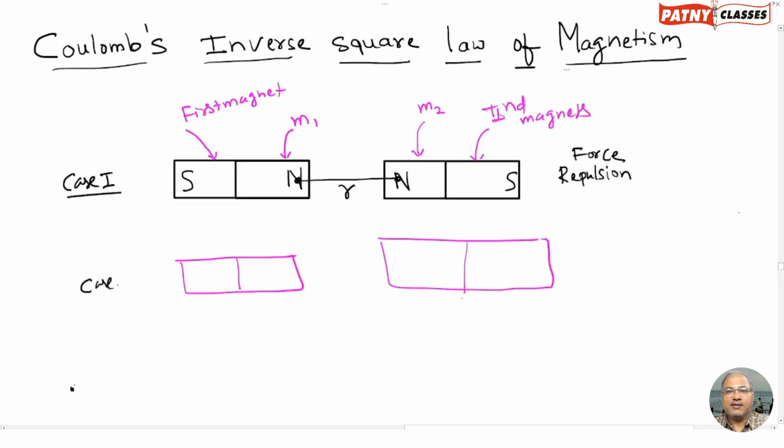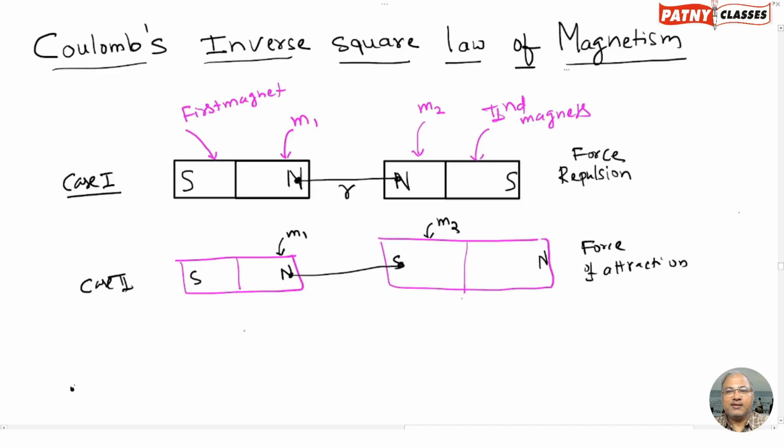And there are the two cases, as I said. In case number one, similar poles are facing each other, so there is a force of repulsion. In the second case, dissimilar poles are facing each other, and when dissimilar faces of magnets are kept opposite to each other, there is a force of attraction. Now, for the first magnet, pole strength is M1, and for the second magnet, pole strength is M2. Here, Coulomb's inverse square law of magnetism is applicable for both the cases, for repulsion as well as for attraction.